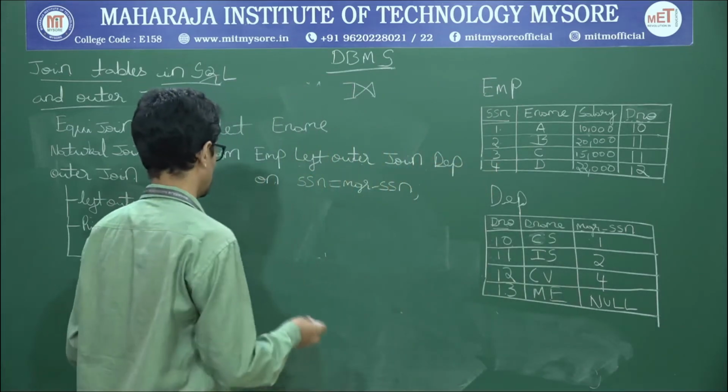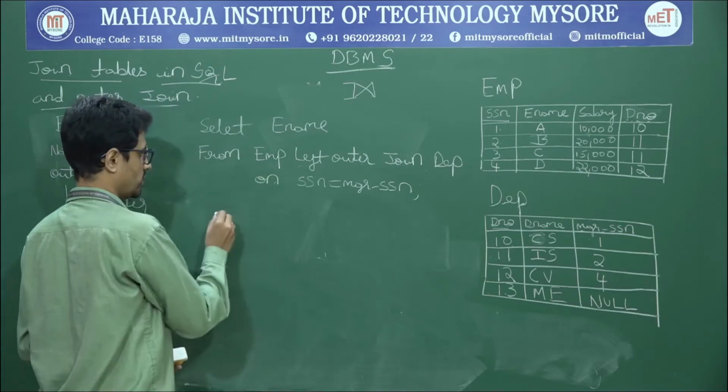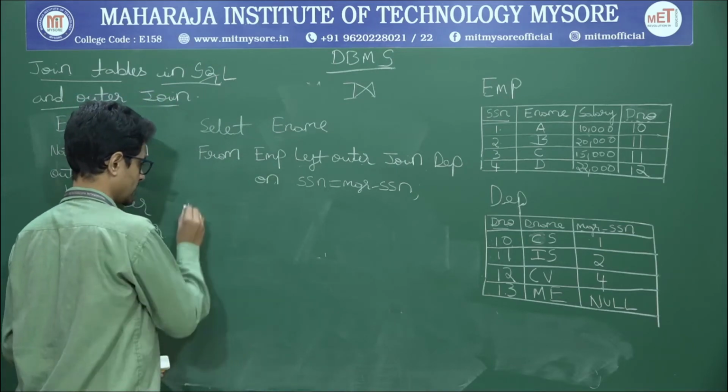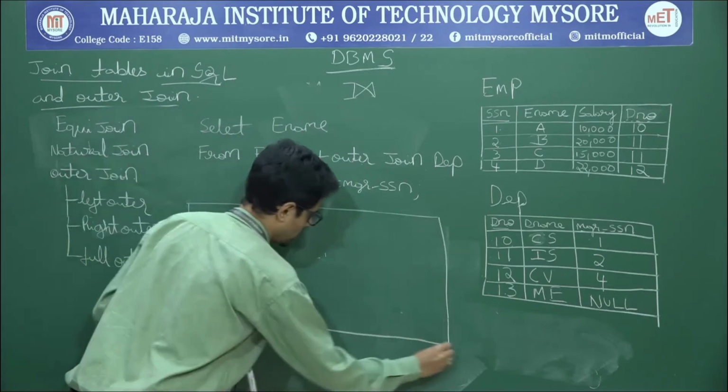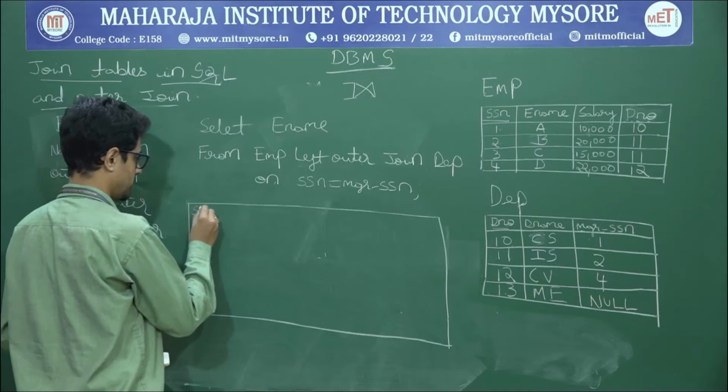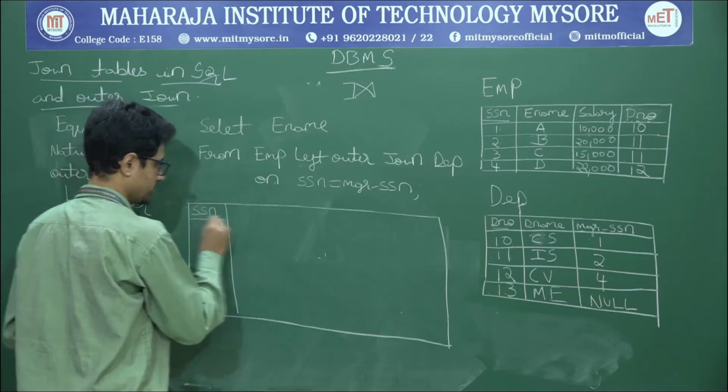Now when I do a join operation, what happens? The resultant table will look like this. The result is what makes you understand what exactly we are speaking about with the outer joins.